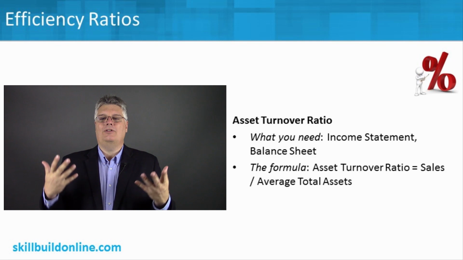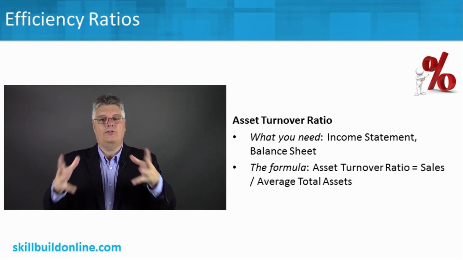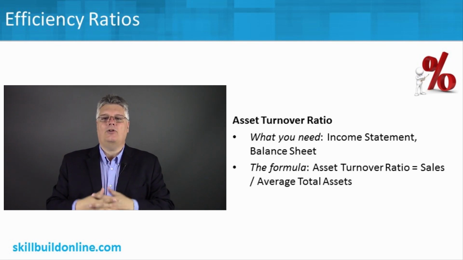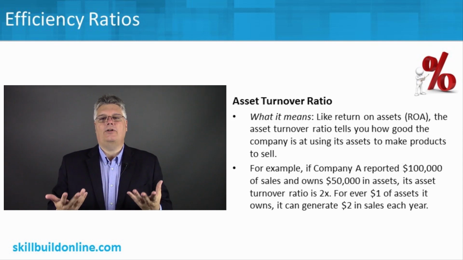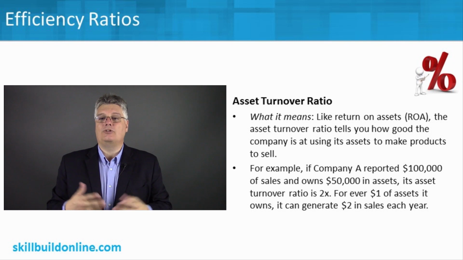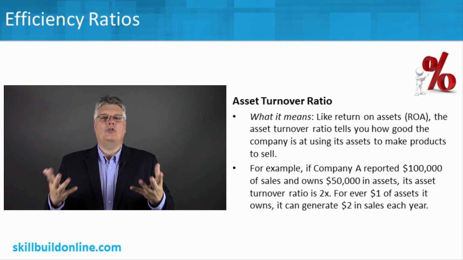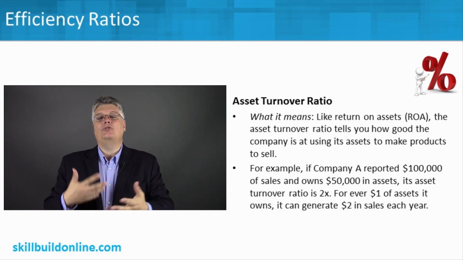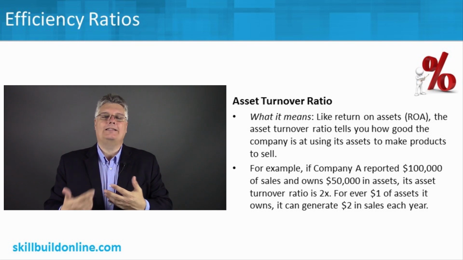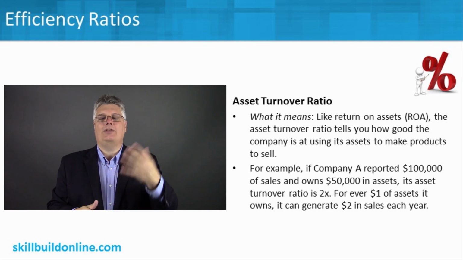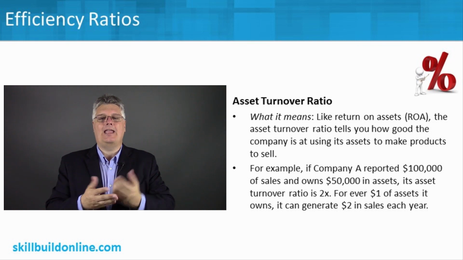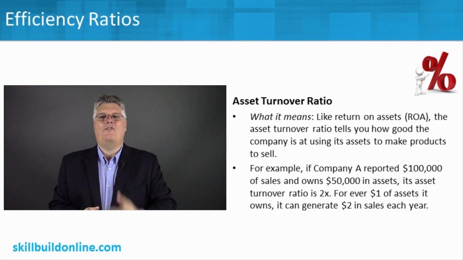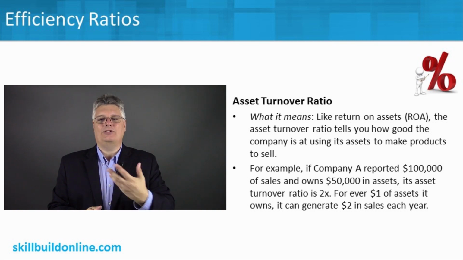But the formula is, you're looking at your sales or revenue, and you're dividing that by your average total assets, how much total assets you've got. And when you're looking at it, you're looking at the efficiency of those assets. So it's similar to ROA, return on assets. But the asset turnover ratio is really looking at how good the company is at using its assets to make products that sell, to make more sales, right? So you're looking at sales as a number and assets in comparison. How fast are we turning over those sales in comparison to the assets?